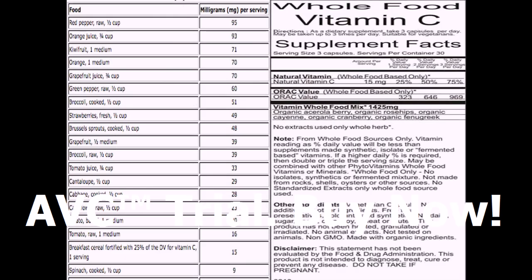Food sources which have more amounts of vitamin C are red pepper, orange juice, and kiwi fruit. However, the lowest amount is in green peas, spinach, cooked spinach, and raw tomato.